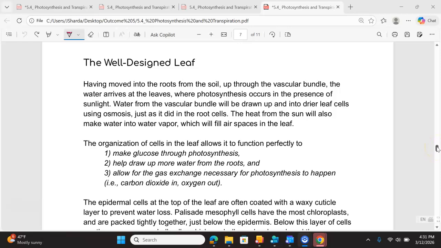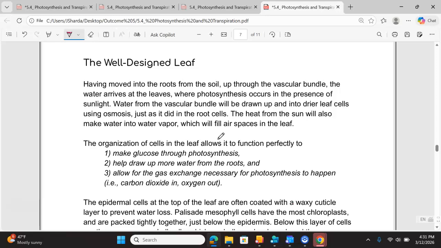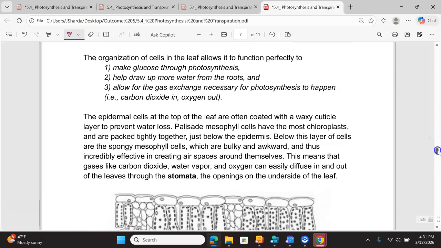The organization of cells in the leaf allows it to function perfectly to, first of all, make glucose through photosynthesis, help draw up more water from the roots, and allow for the gas exchange necessary for photosynthesis to happen. Remember, we need carbon dioxide to flow in from the atmosphere, and we need water to come up from the roots. Those are the two reactants of photosynthesis. And then oxygen that's produced in the leaf needs to flow out. Okay? Glucose stays in the cells and actually is taken down to the rest of the plant.